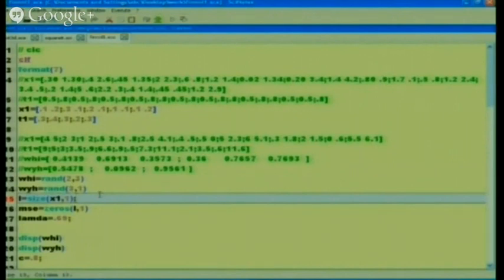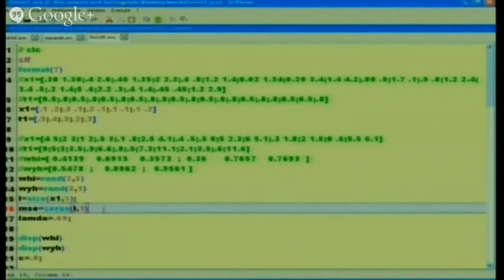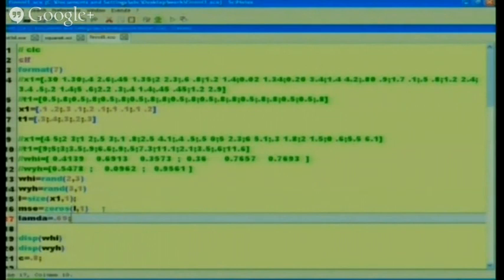Then L is the size of x1. Now size is a command which returns the size of the matrix. It will give you how many rows and how many columns there are, and that is stored in the variable L. Then MSC is initialized, meaning we are fixing the variables to be used in the code. MSC is the mean square error, taken to be 0. Initially lambda is fixed to be 0.69, lambda or the eta value which I showed you.